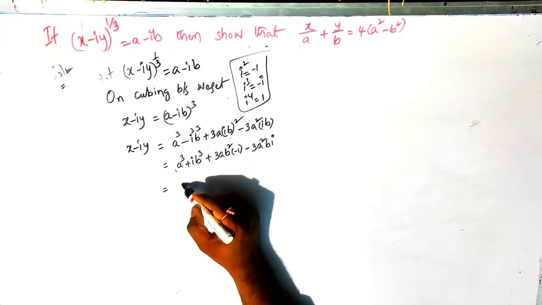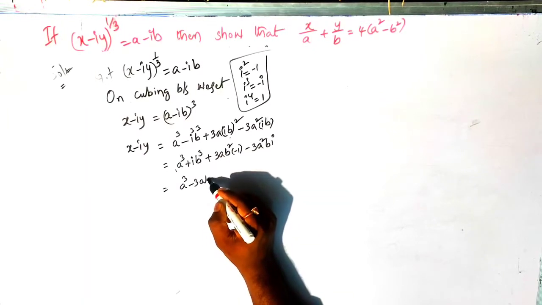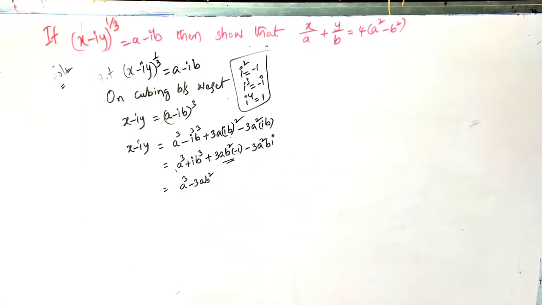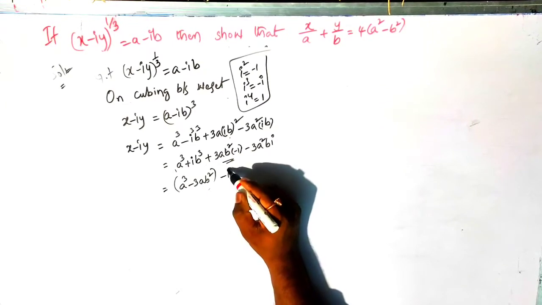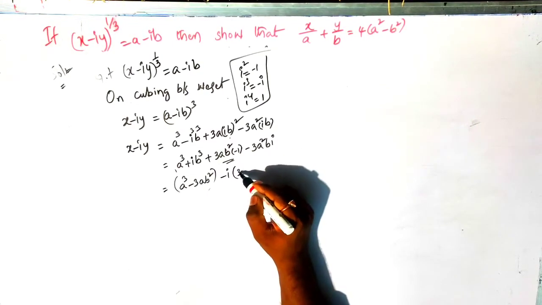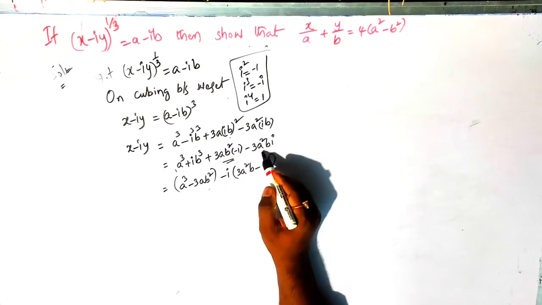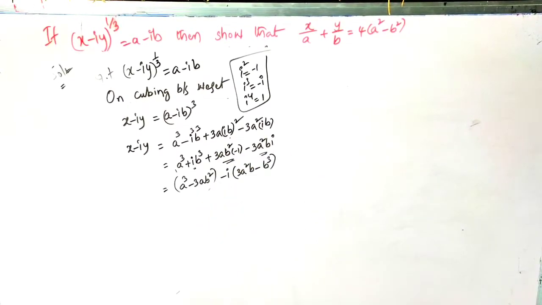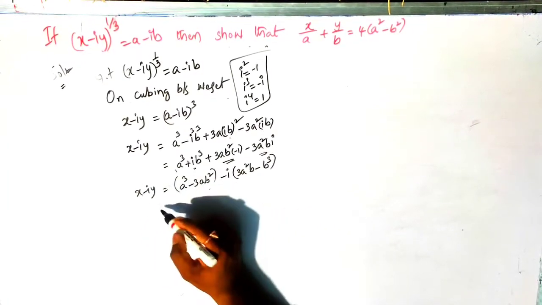Okay, so a cube minus 3a square b... ab square we get here. So this is the real part: a cube minus 3ab square. Next one, take common minus i, what we get here? 3a square b minus b cube we get here. So this one is the imaginary part. So x minus iy is equal to what we got here.